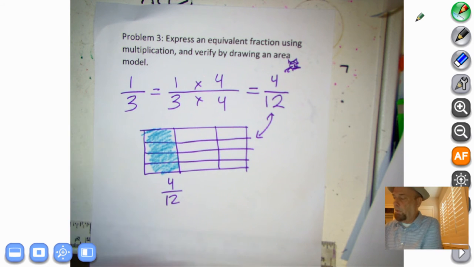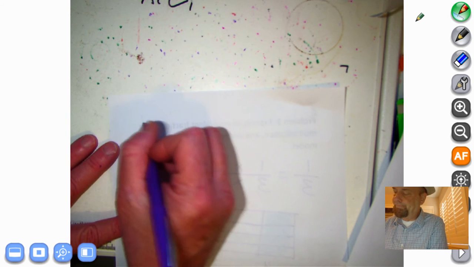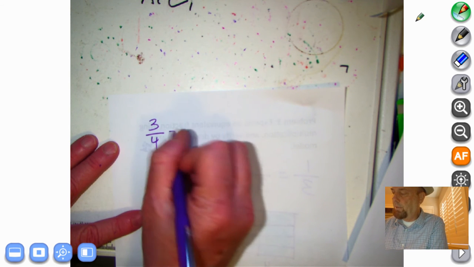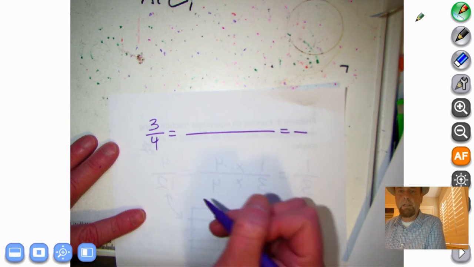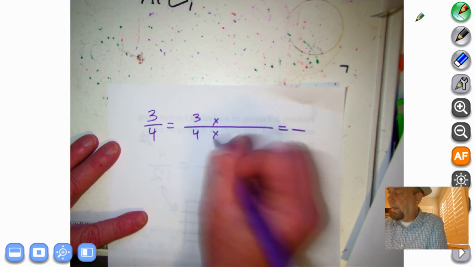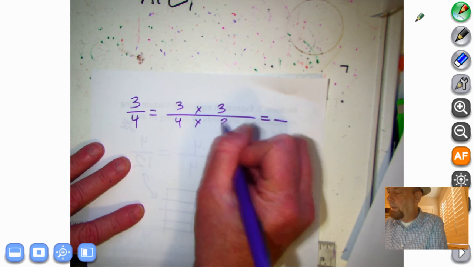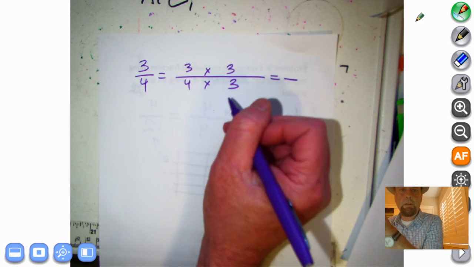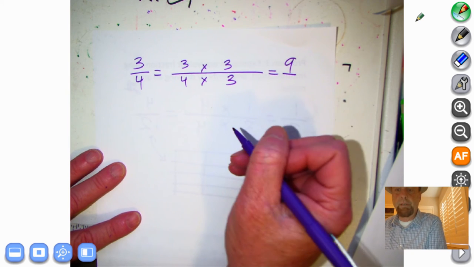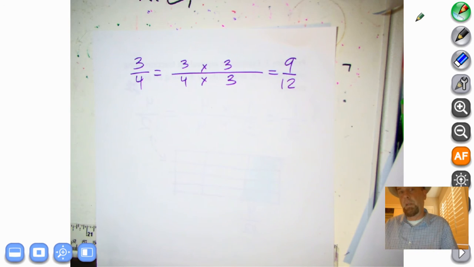We're going to do a couple more of these on the back side. Let's go with 3/4 equals an equivalent fraction. So we're going to put our 3/4, and let's multiply by, what did we do last time around? Let's do 3/3, or 1 whole. Remember, numerator and denominator are the same. It's 1 whole. So 3 times 3 is 9, and 4 times 3 is 12. So we get 9/12.